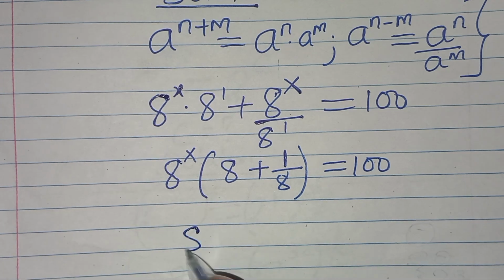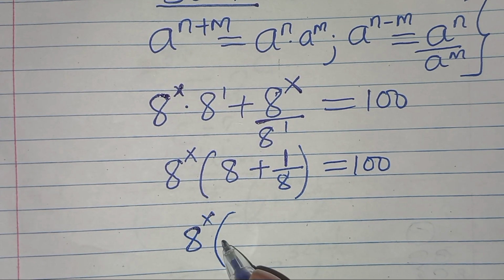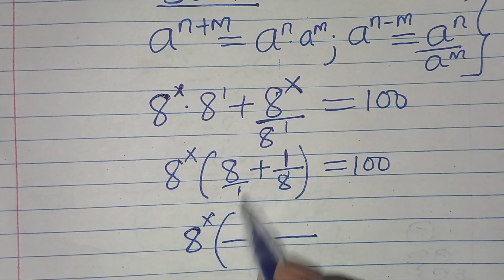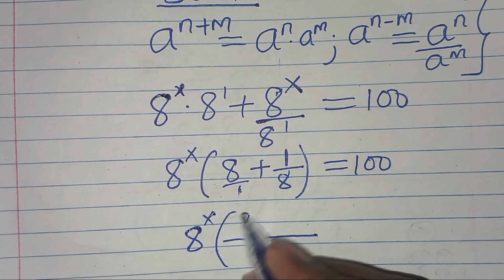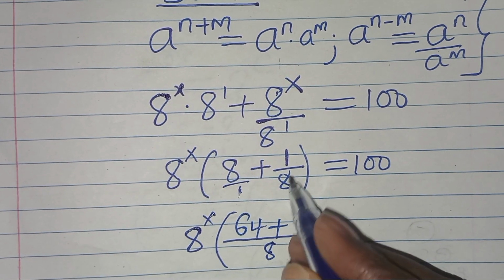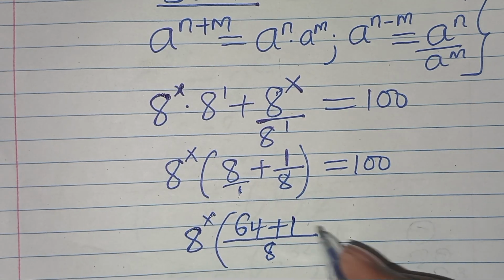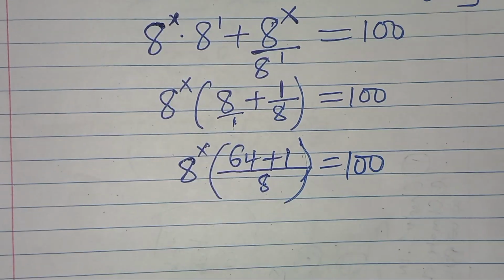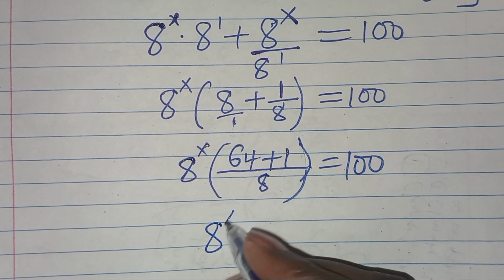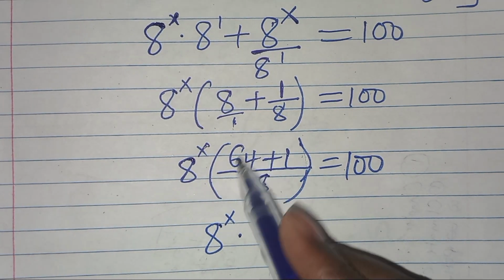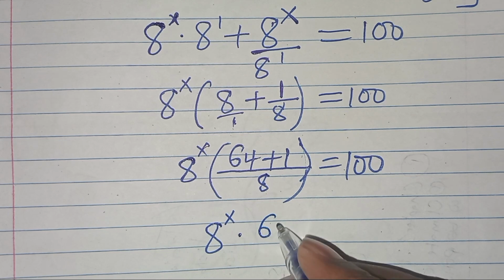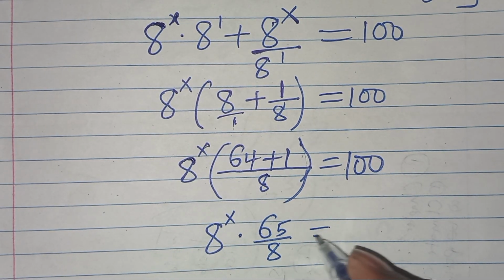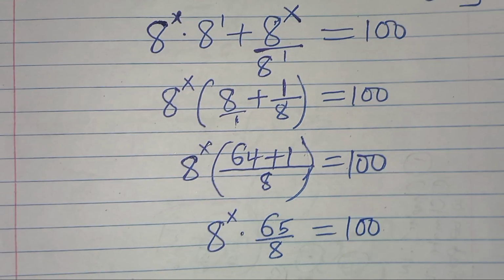So here we'll have 8 to the power x. Now the LCM from here is 8. So we'll have 8 divided by 1, which is 8, times 8, this is 64, plus 8 divided by 8, this is 1, times 1, this is 1. This is equal to 100. The next step here, we have 8 to the power x multiplied by 64 plus 1, this is 65, over 8. This is equal to 100.